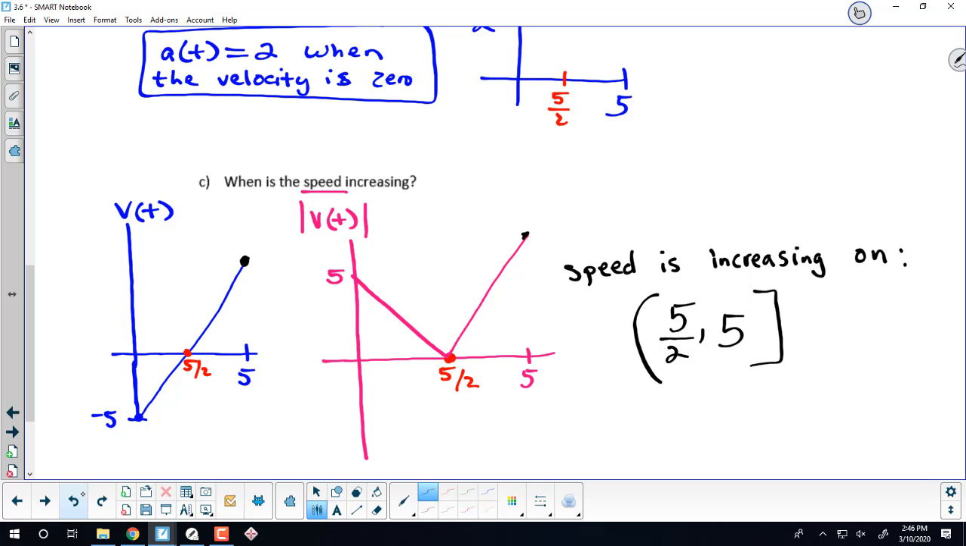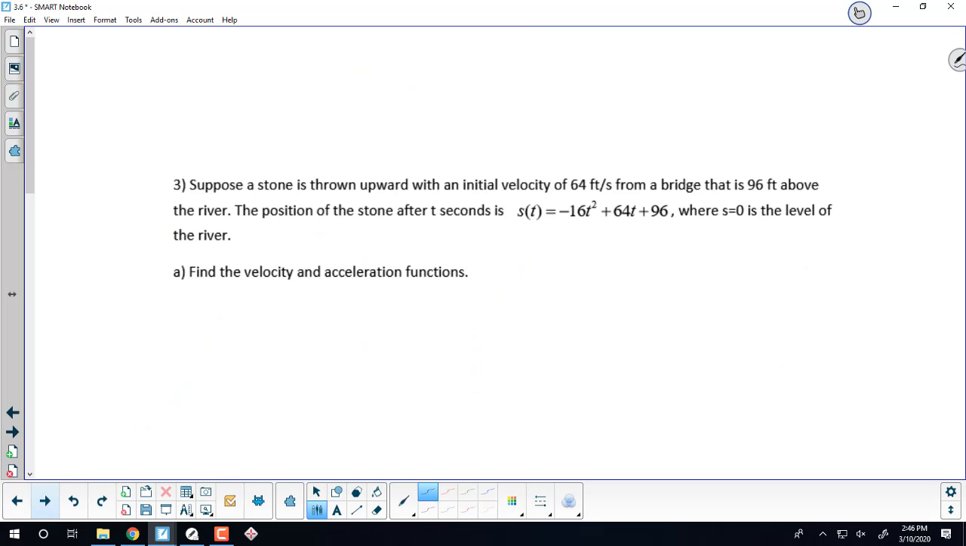And question 3, this would be like an exam question. So this is, we'll just say it's exam content. And so what we have is a stone being thrown upward with an initial velocity of 64 feet per second from a bridge that's 96 feet above the river.